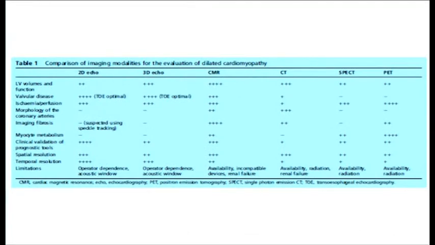I don't know if this is clear for you. This compares the different modalities of imaging, including 2D, 3D, cardiac MR, CT, SPECT and PET. The LV volume can easily be measured with accuracy with cardiac MR, and valve diseases can be diagnosed with 2D or 3D assessment. And likewise, there are limitations. I don't want to go through the whole list.